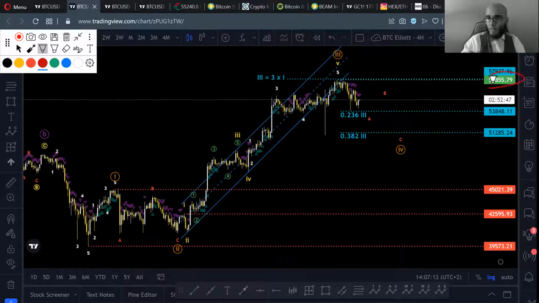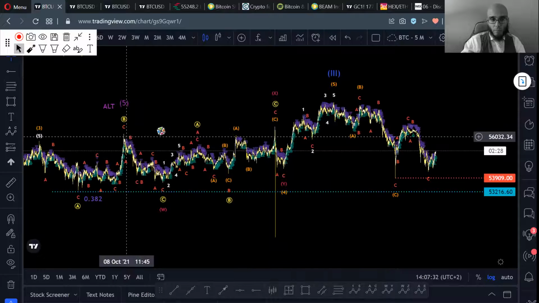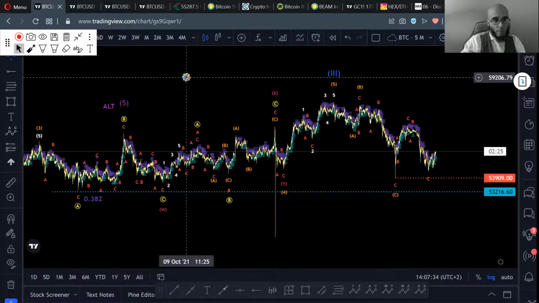So we topped at 57,855. If you take the short position from, let's say, wave B for wave C, then your stop loss will be 57,855. That will be your stop loss level. That being said, let's take a look at the 5-minute chart.